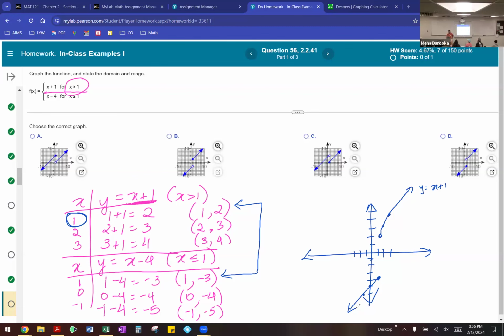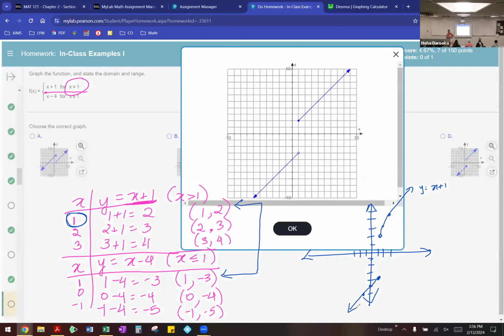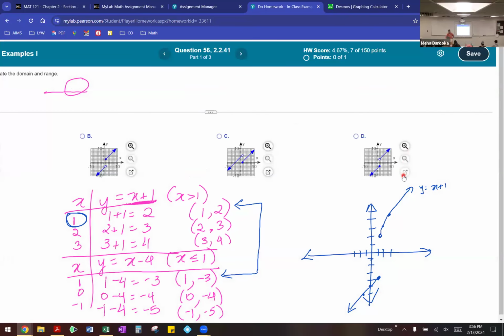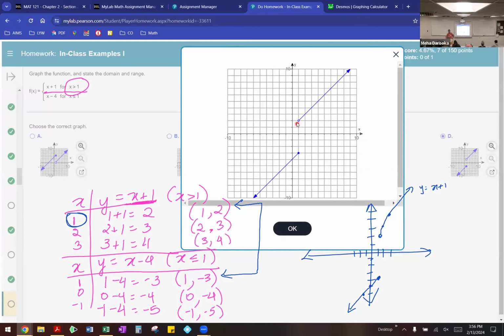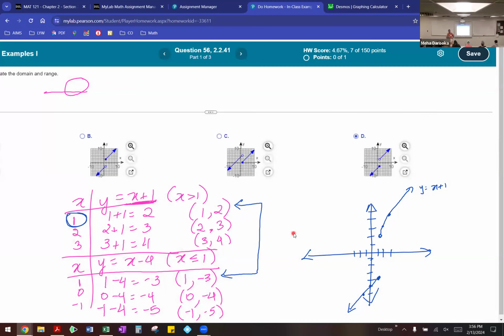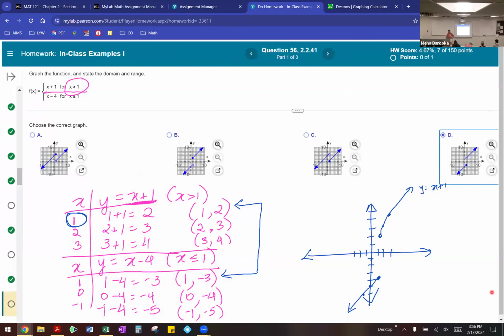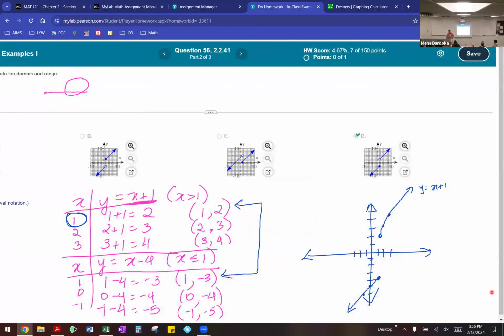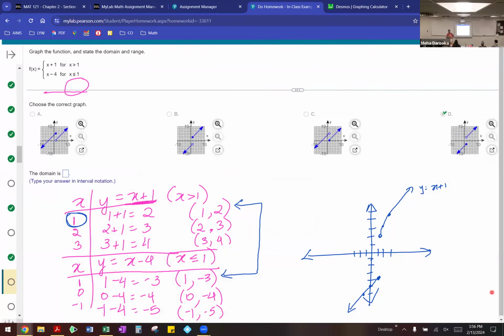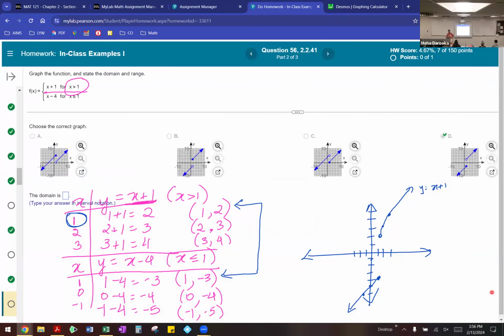So here you will see why B does not work: you had the open circle in the wrong place, right? This is a closed circle here, open here, which should be reversed. And that is only possible in graph D, because you do have the open circle on the top, closed on the bottom. So very minute difference, but you do have to watch out for that. So let's pick D. Save, he looks good, and now we need to answer for our domain and range.